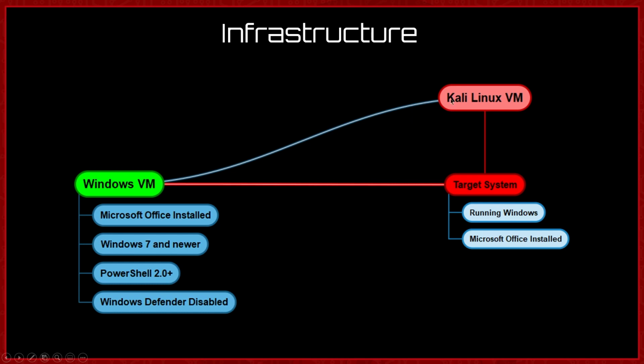And we then have the Kali Linux VM, which is going to be our C2 server. Alternatively, you can also use Linode, DigitalOcean, or AWS to host your C2 server. Regardless of that, you can still follow the same instructions to install either Empire or any of the other tools that I'll be utilizing. And then, of course, the target system, the requirements are that it needs to be running Windows and it needs to have Microsoft Office installed.